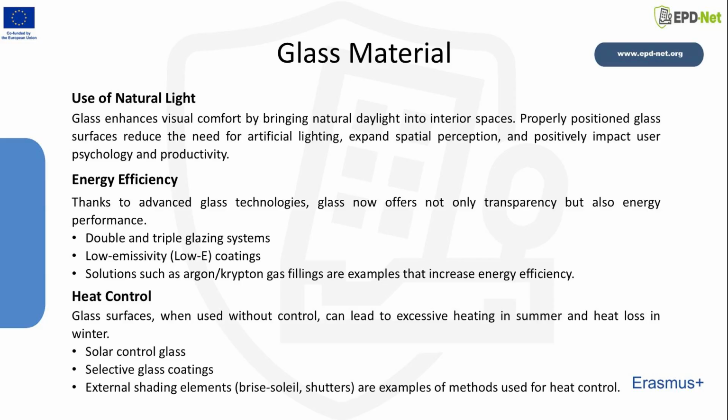Glass is one of the most transformative materials in modern architecture. It redefines spatial boundaries by introducing transparency, daylight, and visual continuity. Natural daylight improves psychological comfort, reduces dependence on artificial lighting, and enhances productivity in work environments. Studies show that well-daylit spaces improve cognitive performance and user satisfaction.